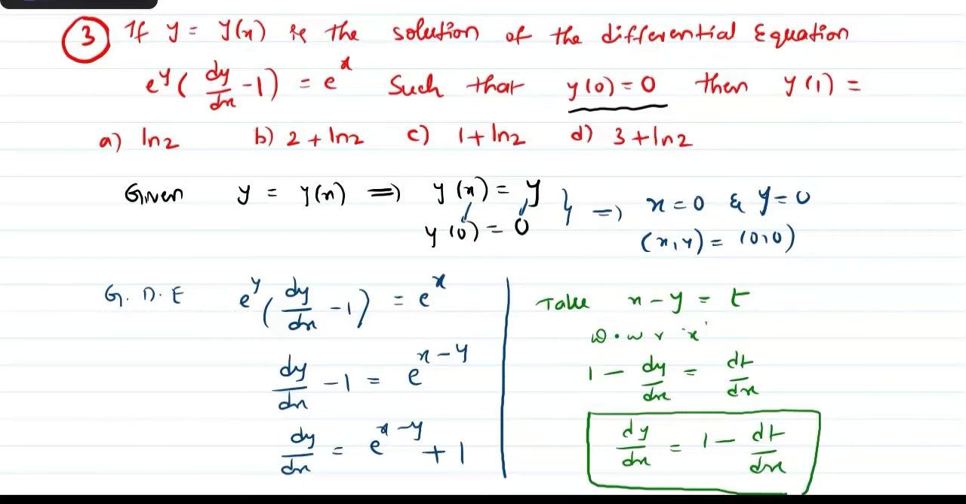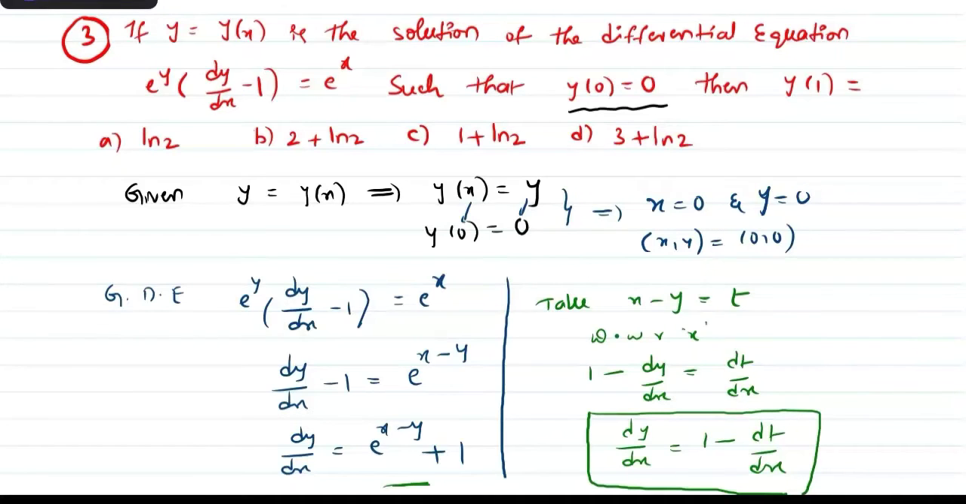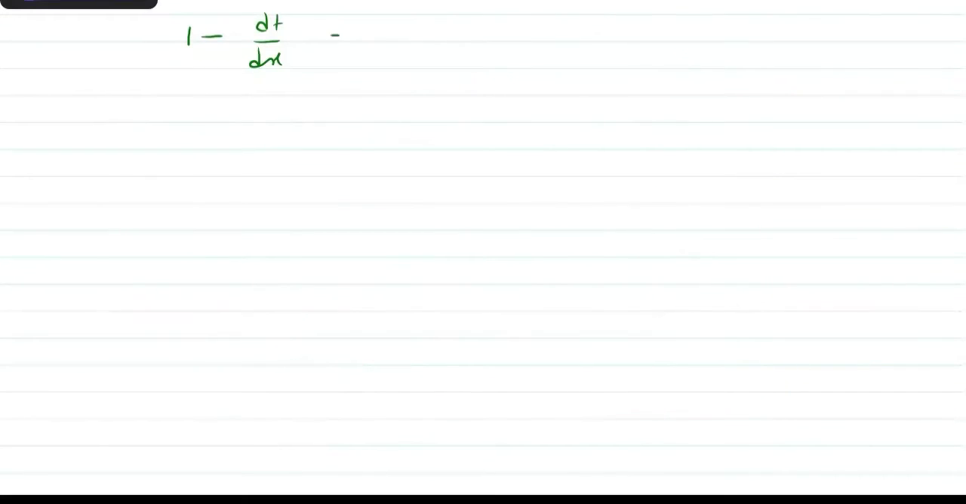Now come to the equation we have. In the place of dy/dx we can write 1 − dt/dx. On the right-hand side we have e^(x−y). In the place of x − y we already took t, right? So substitute e^t + 1. So 1 − dt/dx equals e^t + 1. We can easily cancel the 1 on both sides. So then dt/dx equals −e^t.